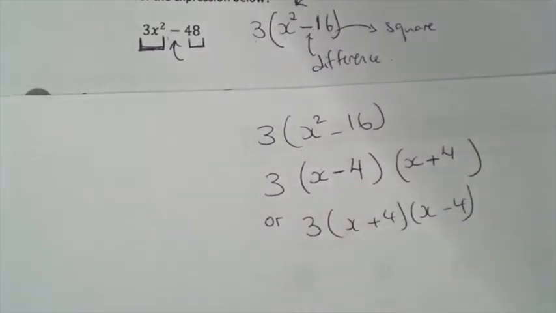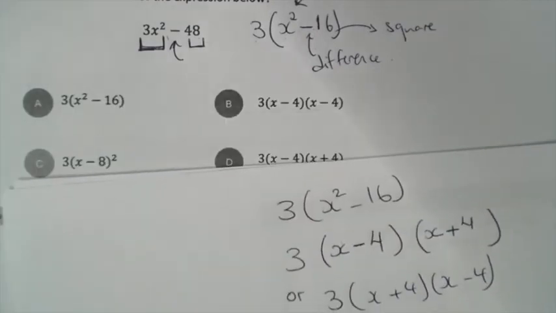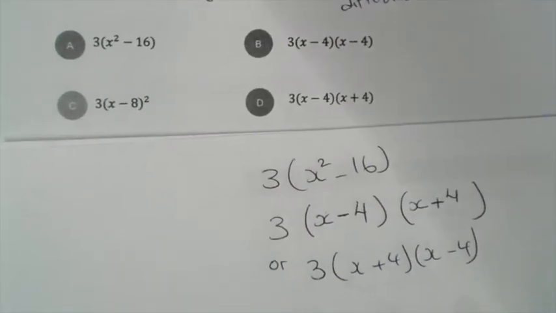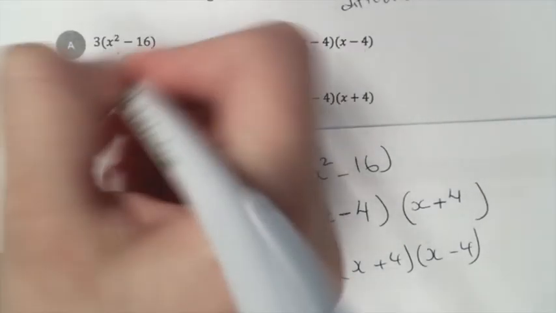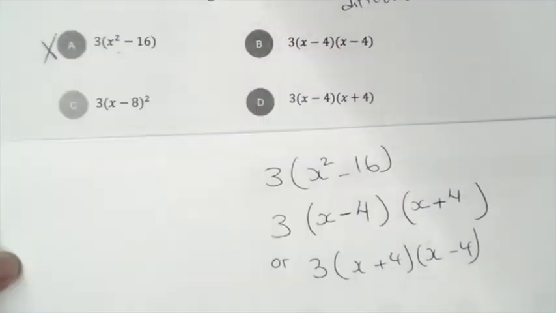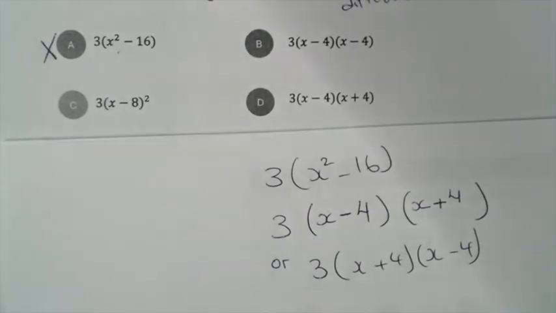It really doesn't matter which way we write it down, which bracket we have first, the positive or the negative, because multiplication is commutative, so it will not make a difference. Okay, so now looking at the options that we have, it's definitely not A, because even though it's correct and equivalent, it is not fully factorized.